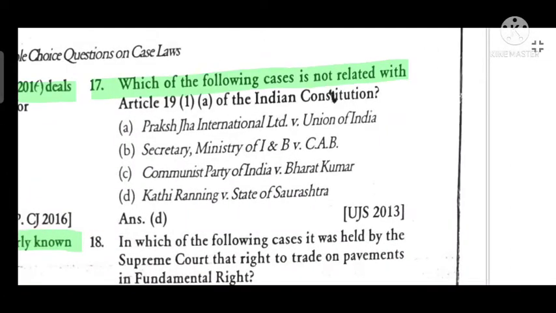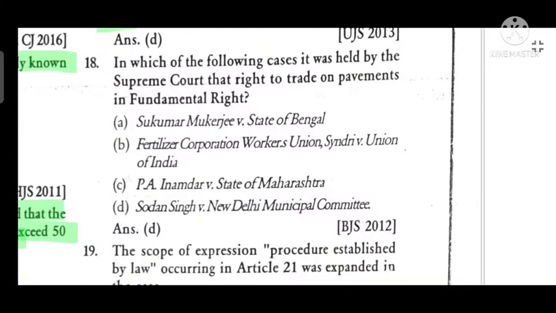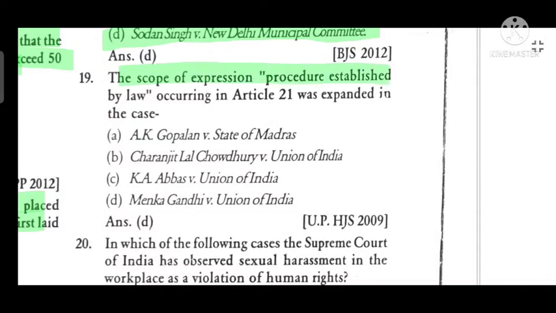Which one of the following cases is not related to Article 19(1)(a) of the Indian Constitution? In which one of the following cases did the Supreme Court hold that the right to trade on the pavement is a fundamental right? Sodan Singh versus New Delhi Municipal Corporation. The scope of the expression procedure established by law occurring in Article 21 was explained in the case of Maneka Gandhi versus Union of India.